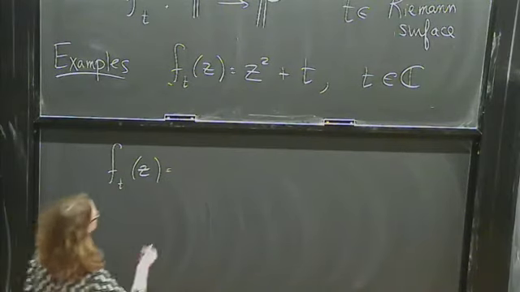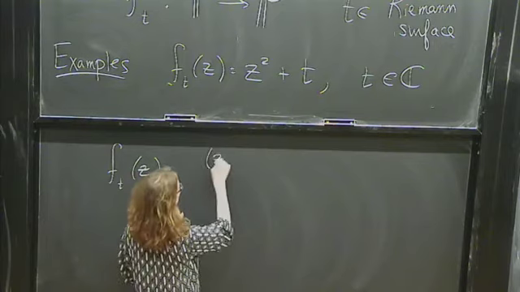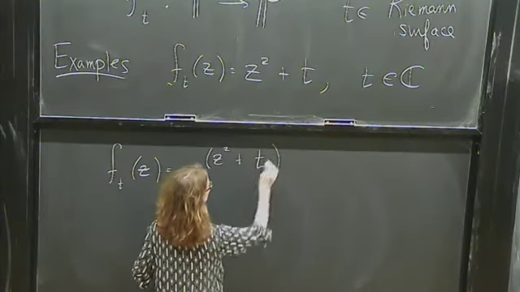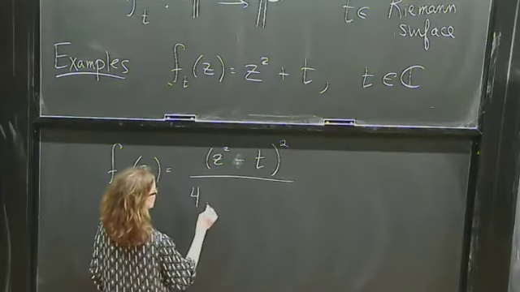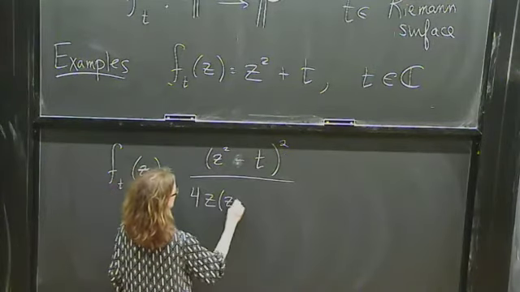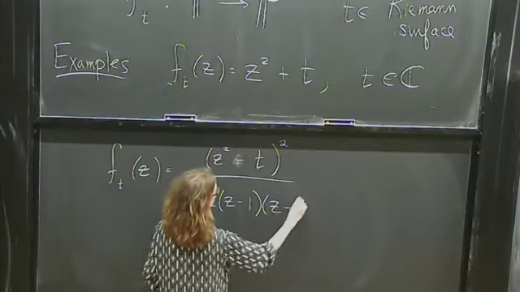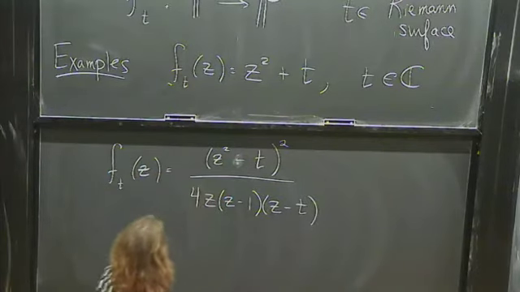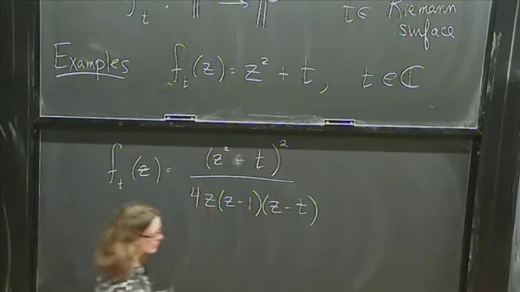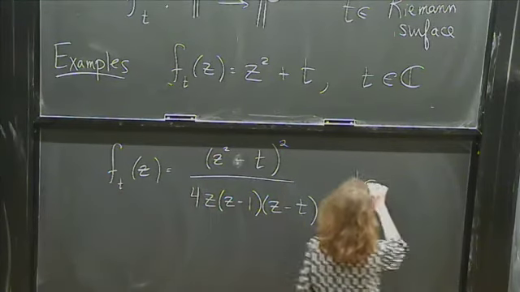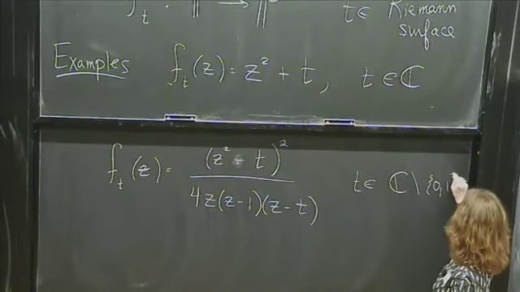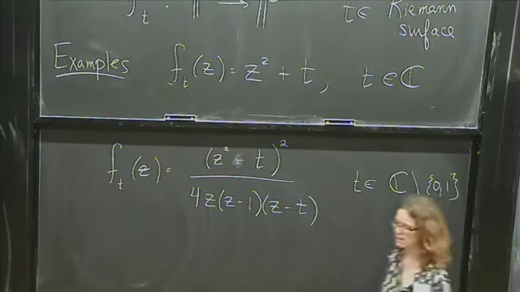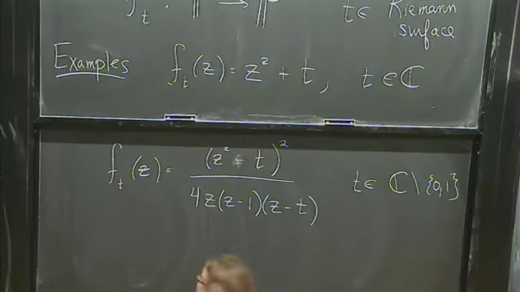So the particular formula I'd like to think about will be the following: minus (z squared minus t squared) over 4z(z minus 1)(z minus t). Is that correct? Yes. Okay. And t here is living in the triply punctured sphere, C minus {0, 1}, so that it has degree 4. Okay, so this is the basic setting.